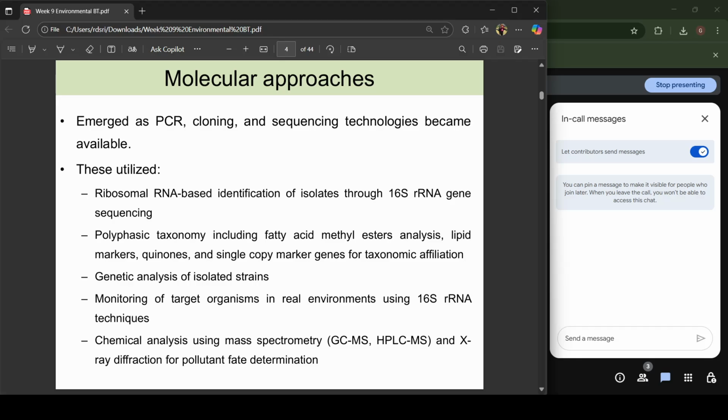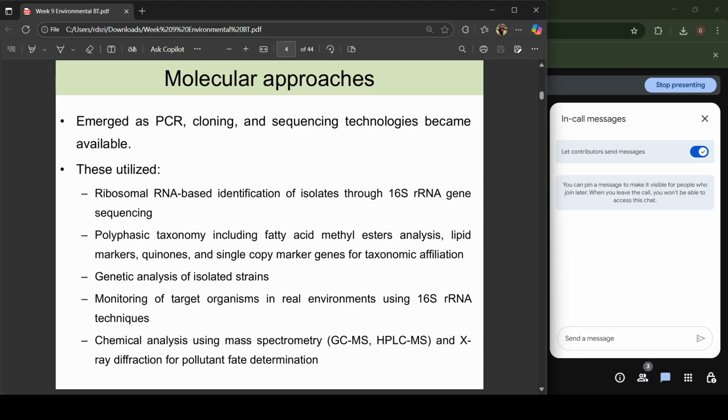And monitoring of the target organism in real environments was done. Like we all know, we collect the environment sample without the need for culturing. We go upon analyzing the genetic nature of the microorganism. And apart from the genetic studies, people also used chemical analysis to study the fate of contaminants, because when we have to study degradation, we should make sure that the compound has degraded.